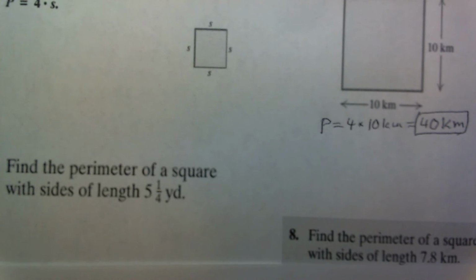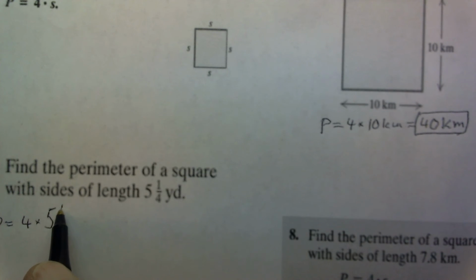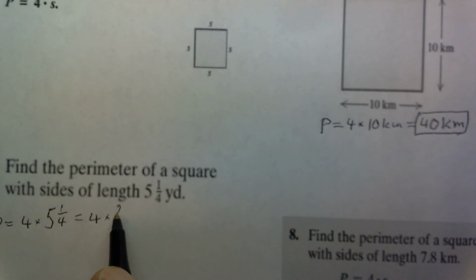In number 7, we have a similar problem. There's a square with side lengths of 5¼ yards. So then the perimeter is equal to 4 times 5¼, or 4 times 21/4. And that's equal to 21, because the 4's cancel, 21 yards.